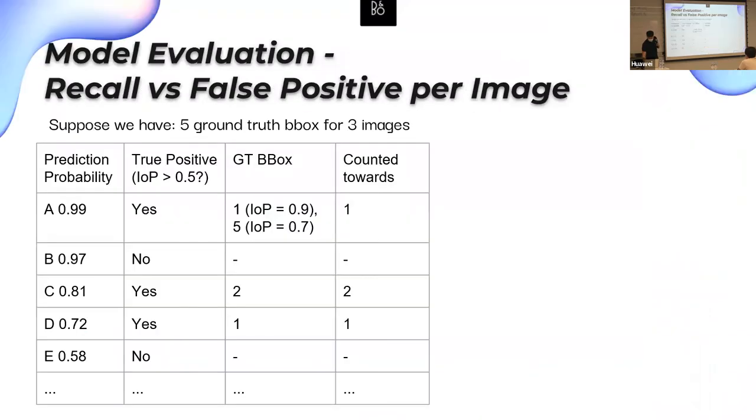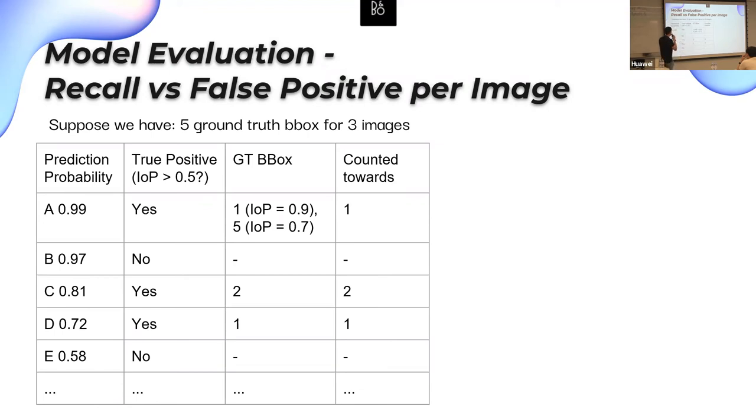So the next thing is that with the true and false positive, we will be able to calculate the recall and the false positive value. So with these two values, we can draw a graph, which is very important, as you can see in the evaluation system Ryan just showed. There is a graph. So that one will determine what your score is.